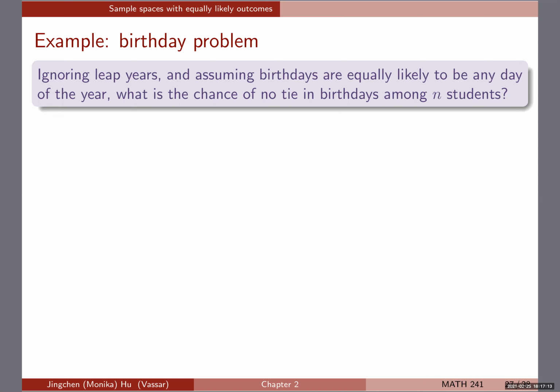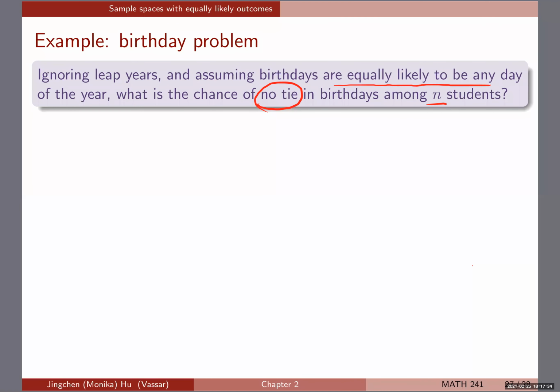Now, what is the chance of no tie? Okay, notice what we're asking here. No tie among n students. So keep in mind that we do assume that birthdays can happen equally likely on any day of the year.